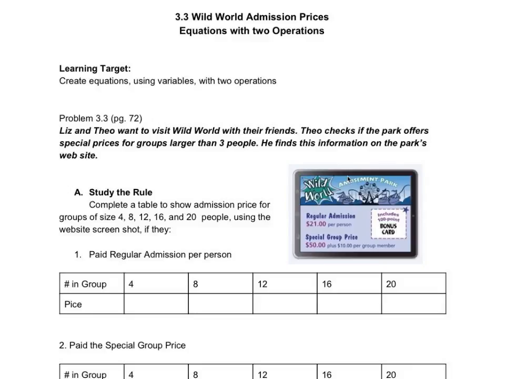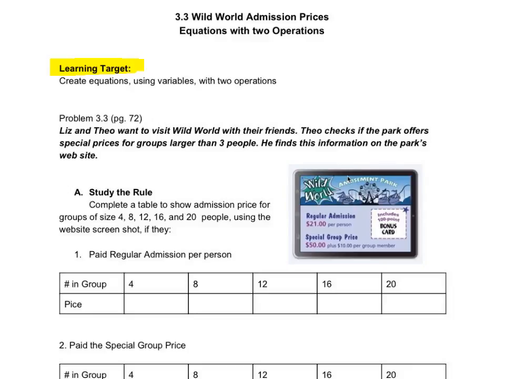So for this lesson, the first thing we want to look at is our learning target. And our learning target up here at the top is that we are going to create equations using variables with two operations. So that's our main goal. We will once again be working with tables and graphing just to continue to see how all this information connects.